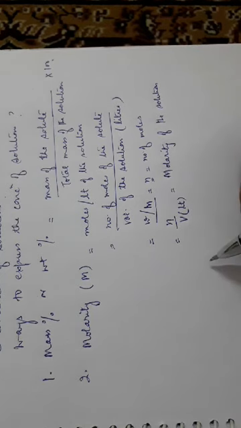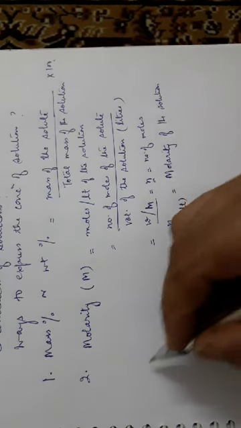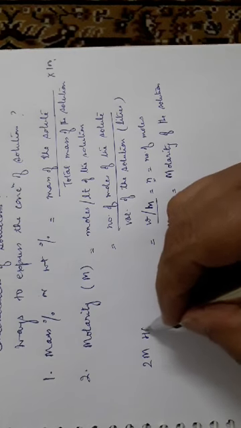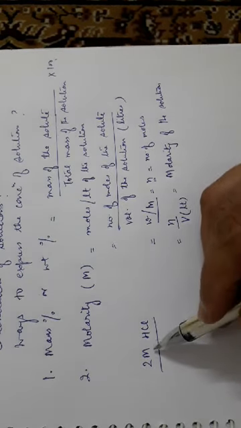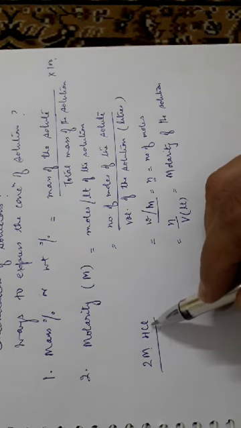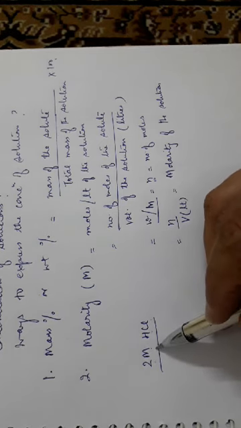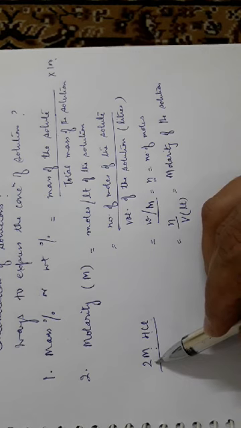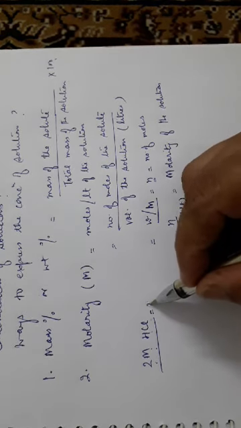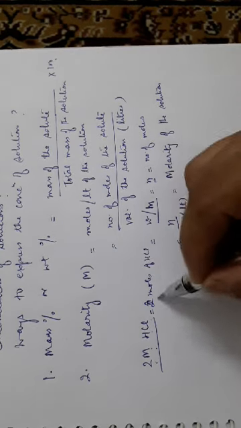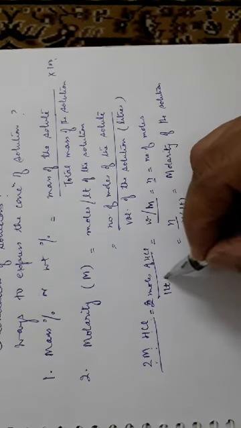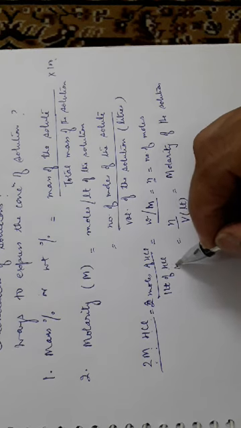Say for example, I am saying I have a solution of 2M HCl. What is the meaning of this statement? It means the molarity of HCl solution is 2M, 2 moles per liter. That is equal to 2 moles of HCl present in 1 liter of HCl solution.